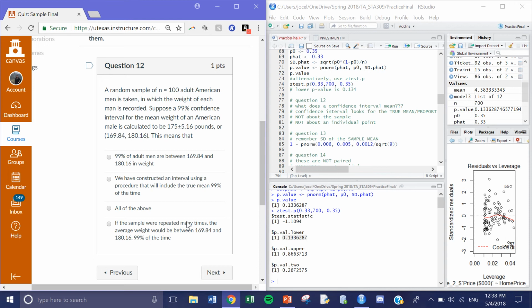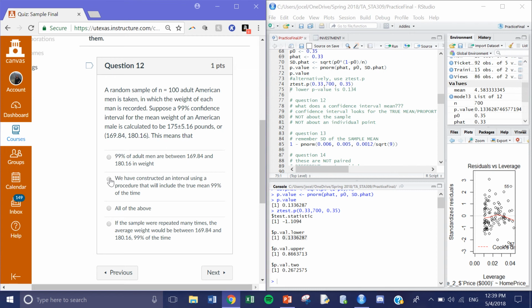So the important thing to remember is that a confidence interval always looks for the true mean, the true proportion, the true slope of the line. It's not about the sample, and it's not about an individual point. So this confidence interval is going to be looking for the true mean. So this says 99% of adult men. This is talking about men individually. That's not right. And that also eliminates all of the above.